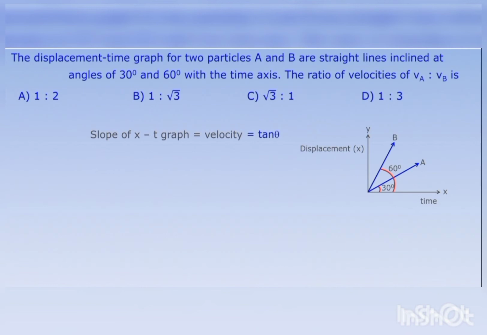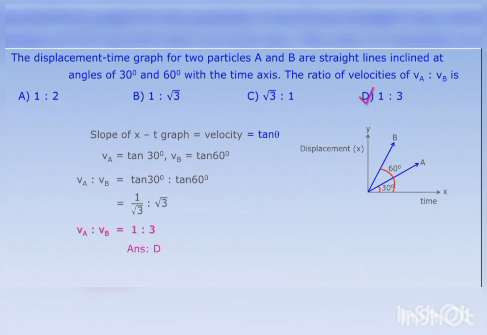We know that the slope of displacement time graph is velocity, or tan theta is equal to y axis divided by x axis. So the velocity of particle A is equal to tan 30 degree and velocity of B is equal to tan 60 degree. So the ratio is tan 30 degree to tan 60 degree, and the value of tan 30 degree is equal to 1 upon root 3 and the value of tan 60 degree is equal to root 3. So the ratio will become 1 upon root 3 to root 3, which is equal to 1 to 3. So option D is the correct answer.